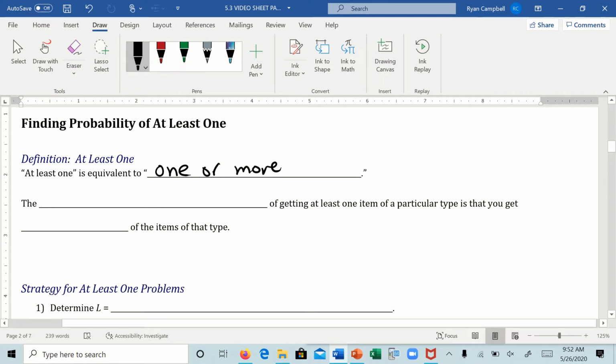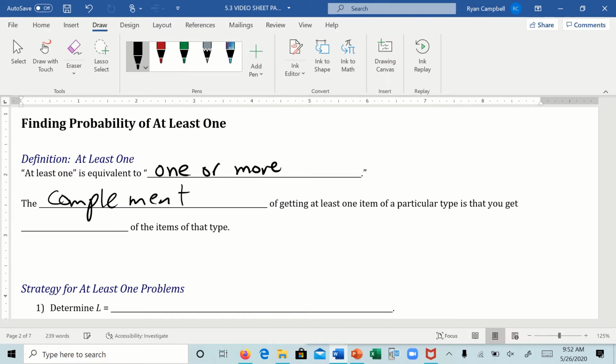The complement. What does complement mean again? Remember, it means opposite, right? So the complement of getting at least one would be getting what? If it's not getting at least one girl, how many girls would you be getting? No girls, right? So the opposite, the complement, is none of them.